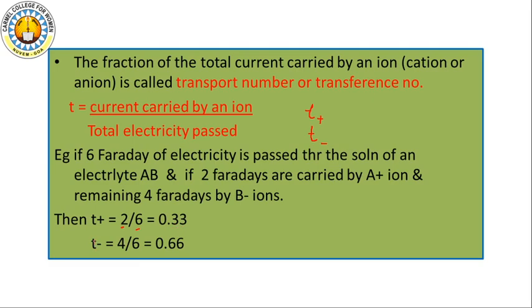Now, the transport number of the B minus ions, written as T minus, is equal to 4 upon 6, where 4 is the current carried by the negative ions, which is equal to 0.66. If you add these two, you should get 1. But here I have not taken the third digit after the decimal point. That is why you may not get it exactly equal to 1.